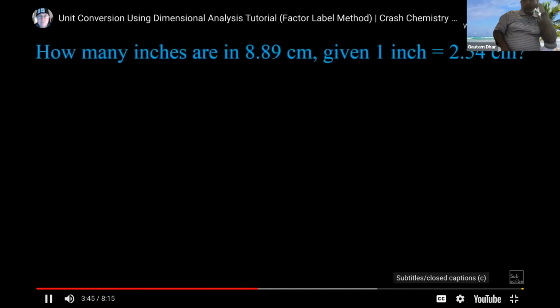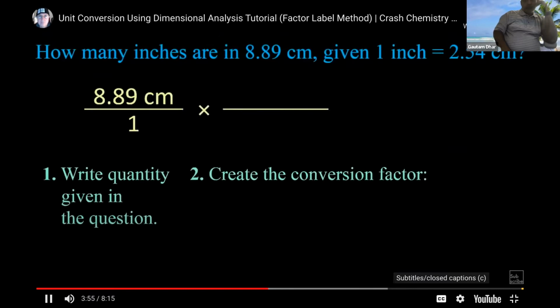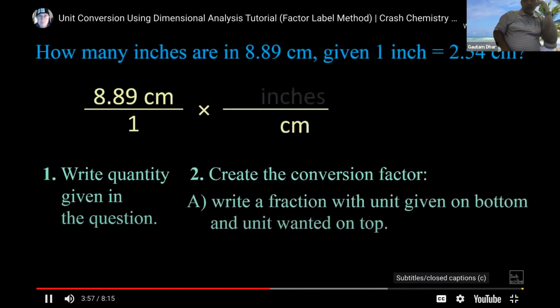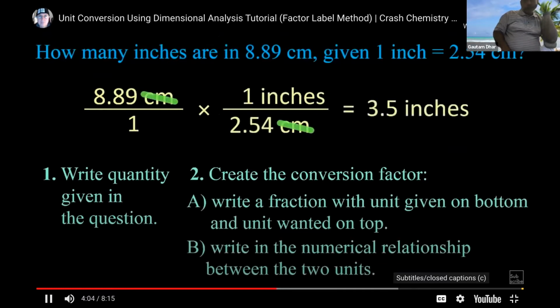To illustrate another way of setting up a conversion factor, let's convert centimeters to inches. Here we begin with 8.89 centimeters, multiply by a fraction with centimeters on bottom and inches on top. Fill in the numerical relationship given. Centimeters cancel, leaving the desired inches, and the calculation gives the expected answer of 3.5 inches.